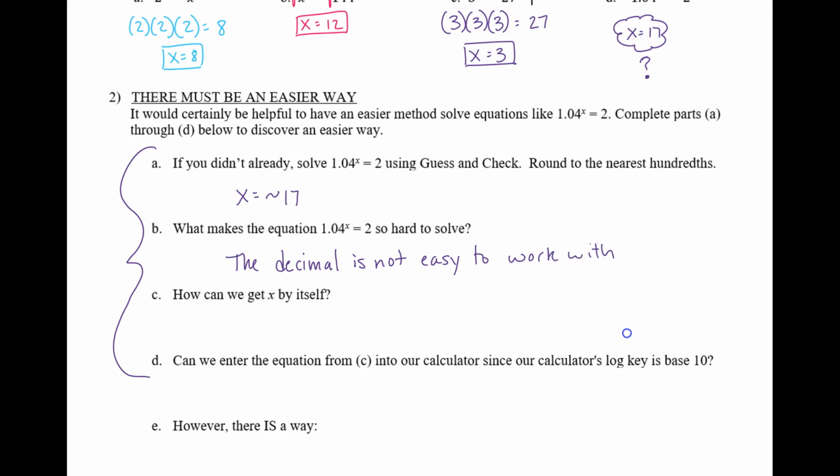Now, the question is, how can we get x by itself? Remember, anytime we're trying to get x by itself, we always have to do the opposite operation. If things were being multiplied, what would we do? Divide. If things were being squared, what would we do? Square root. When things are being raised to an exponent that is a variable, what is the inverse operation?